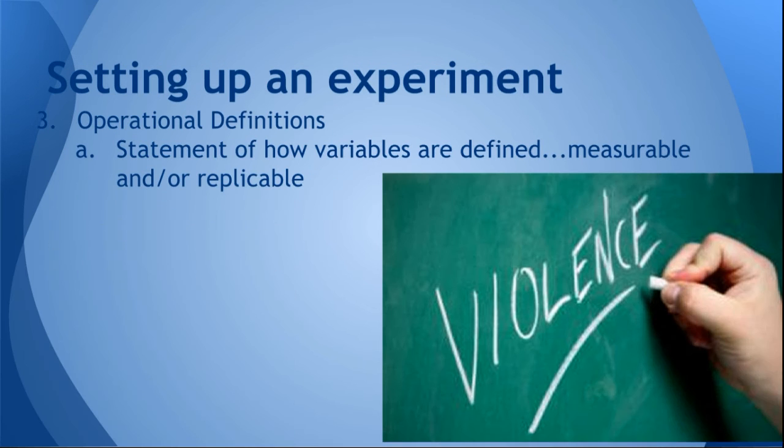And so those are some things that the researcher would need to explain in their write-up on the paper. All right, so these operational definitions are what we're talking about here. Statement of how the variables are defined. They have to be measurable and they have to be replicable. And so with Bandura, you would want to see from this study a clear explanation of what the adults were doing with the Bobo doll. Exactly how were they being violent with the Bobo doll?